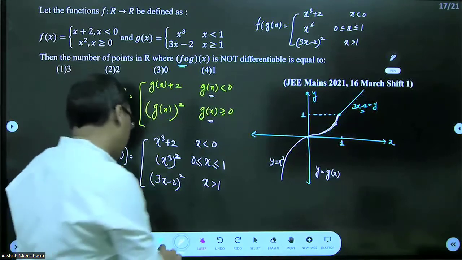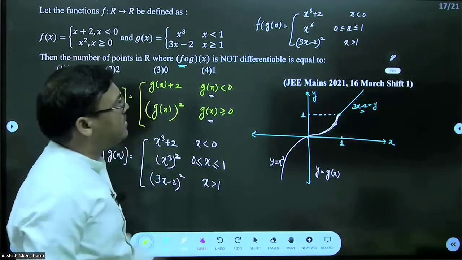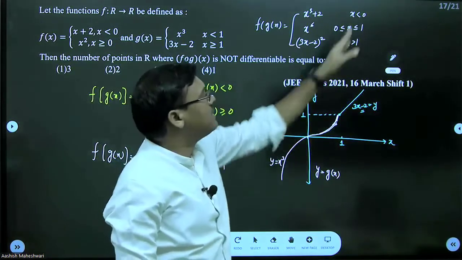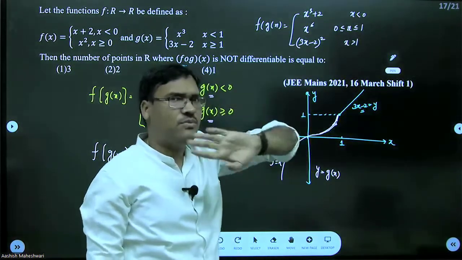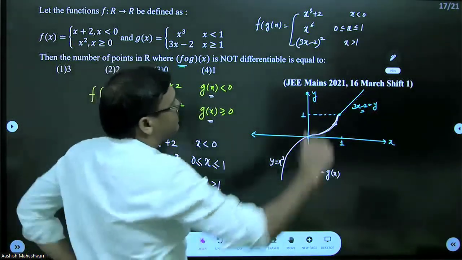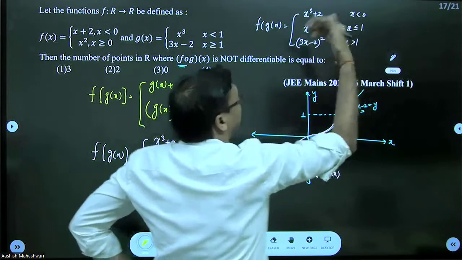Now we have to check the points of non-differentiability. Before that, you can see this is always differentiable. So we have to just check the differentiability at the end points. We only have to check differentiability at the end points. Correct? So now see, and where the definition is changing, we have to just check this.